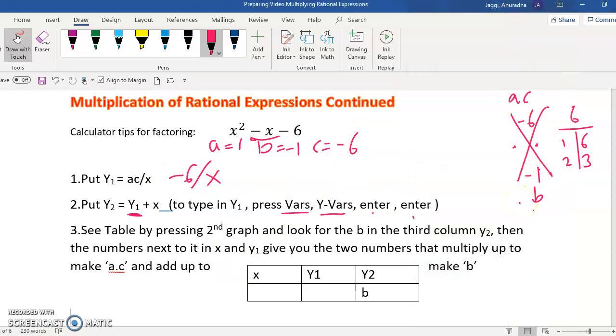So 2 and -3. How did you get those two numbers? You look for B in the third column, which was -1, and then you get your numbers 2 and -3, and thus you can split your quadratic trinomial into -3x plus 2x minus 6, and now you can split it and do the factors like we did before.